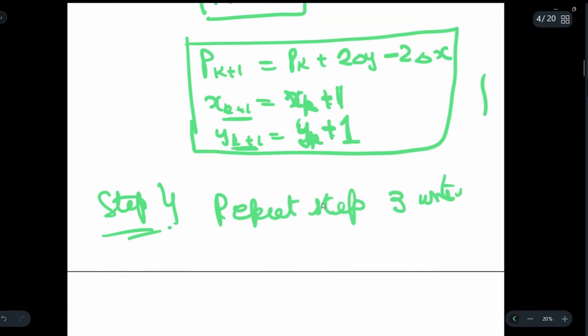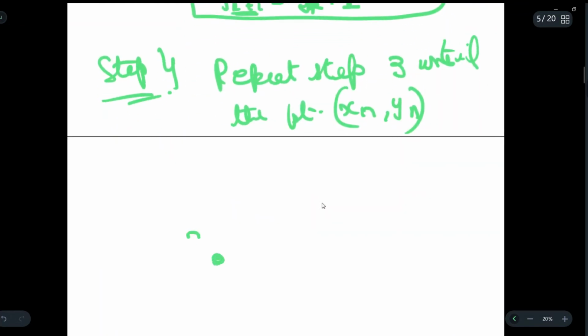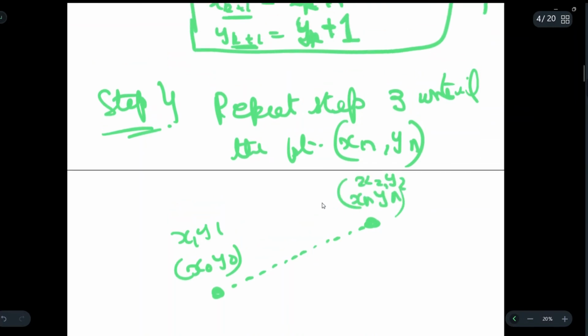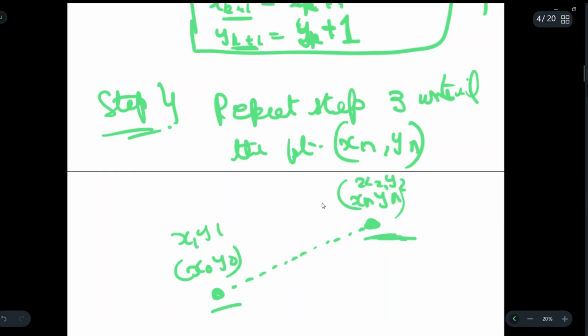Step 4 is nothing, we just have to repeat step 3 until the point xn and yn is met. That is, we will start from x0 y0, or we can say x1 y1, and we will keep on calculating the points until we reach our final point, that is xn and yn, or we can say x2 y2. Now xn yn and x0 y0 will be given in the question.